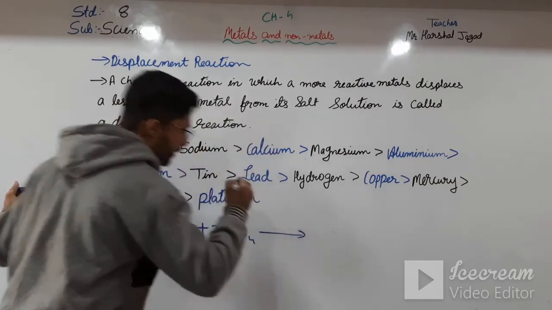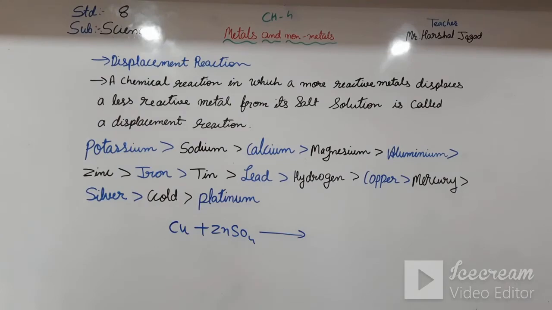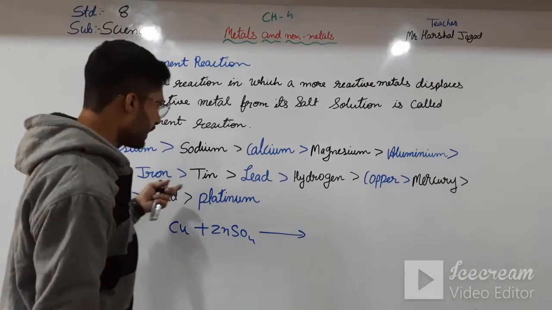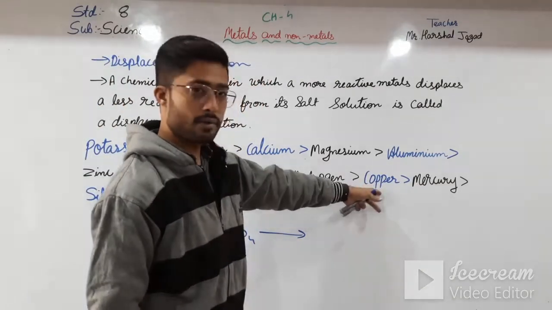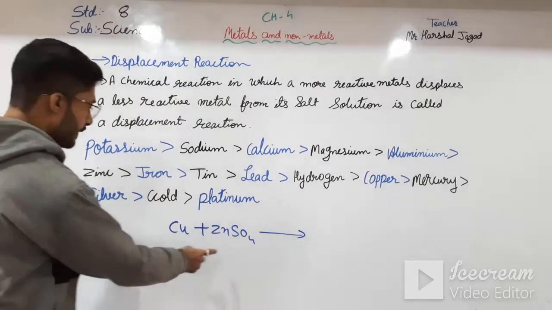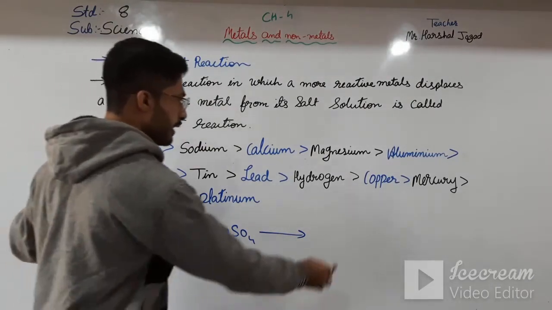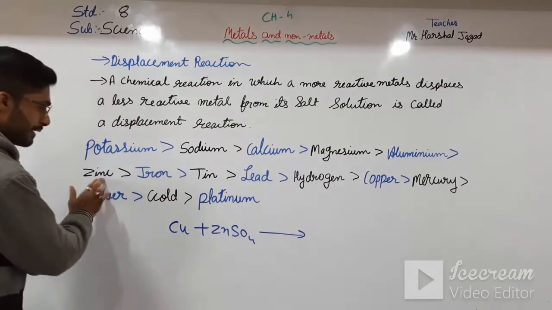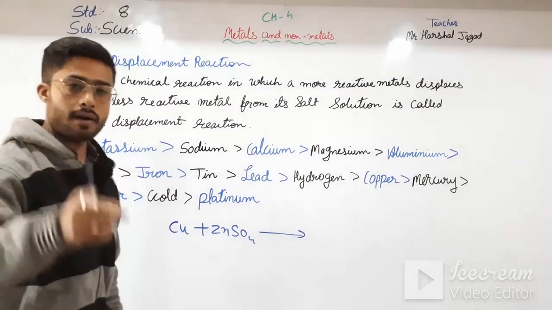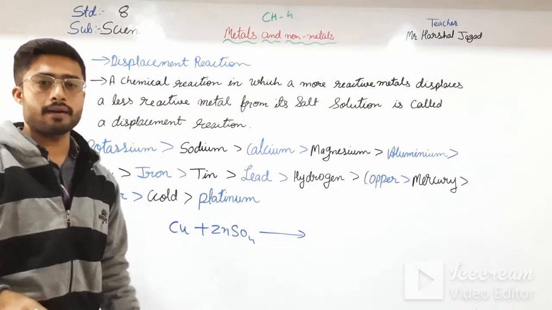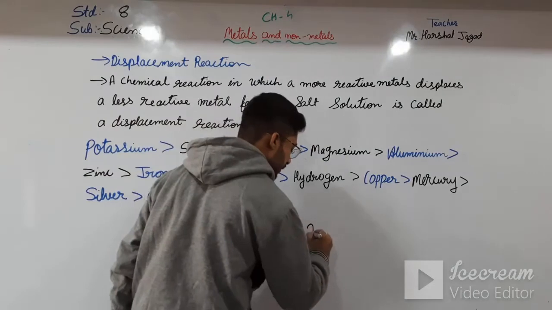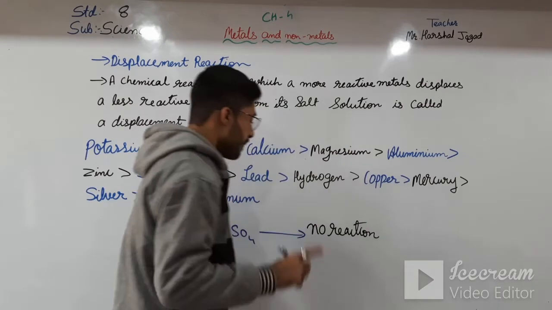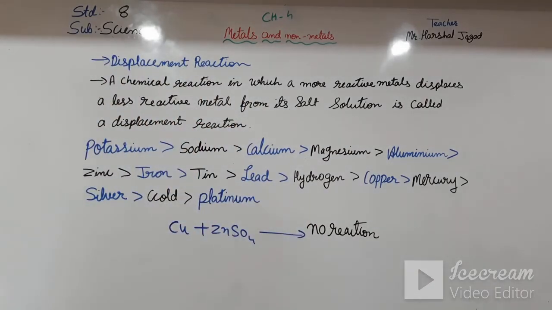Copper, Cu plus ZnSO4. So will it react or not? Copper plus zinc sulfate. First of all, finding the copper: yes, copper is over here. And zinc, where is zinc? It is over here. So which one is more reactive? Zinc is more reactive. Then it will not allow the copper to replace it, so there is no reaction.